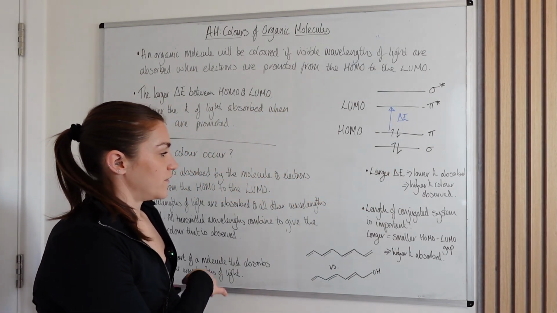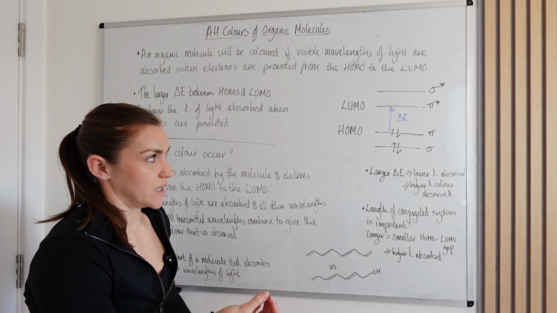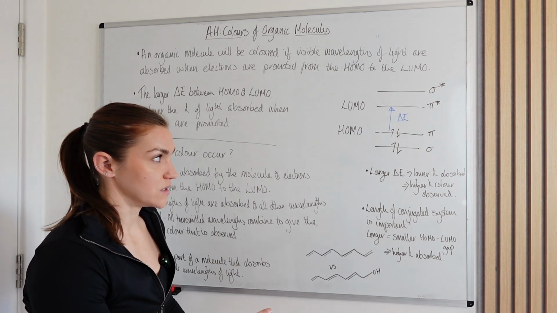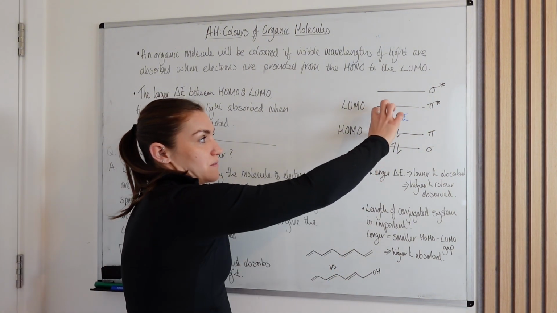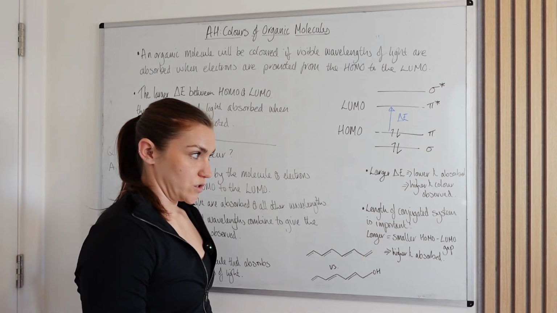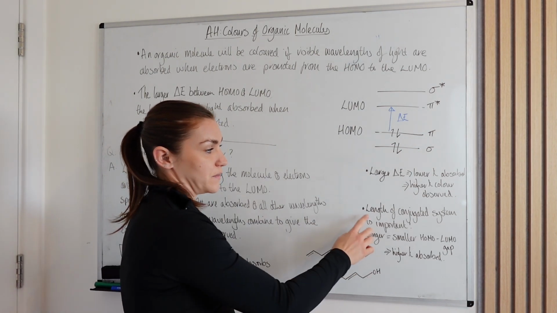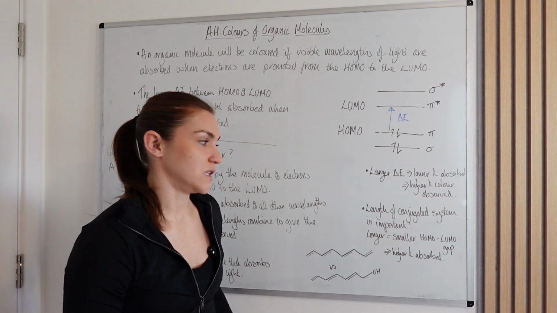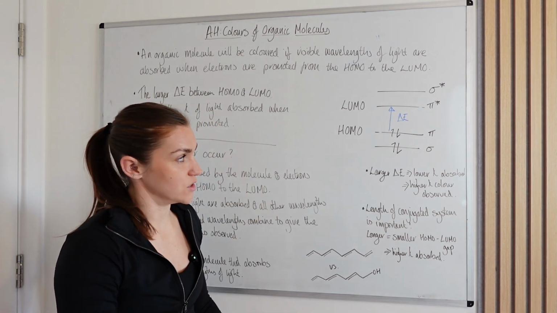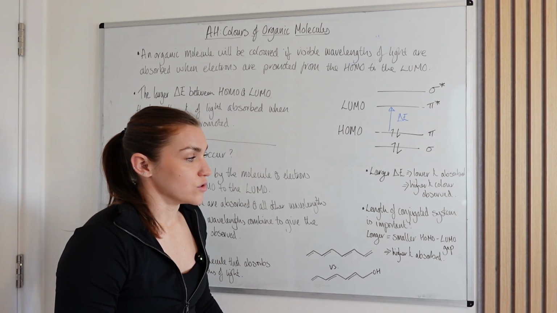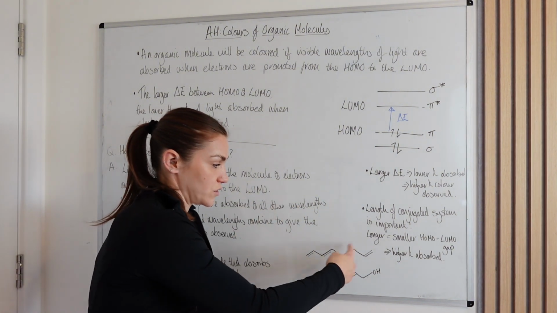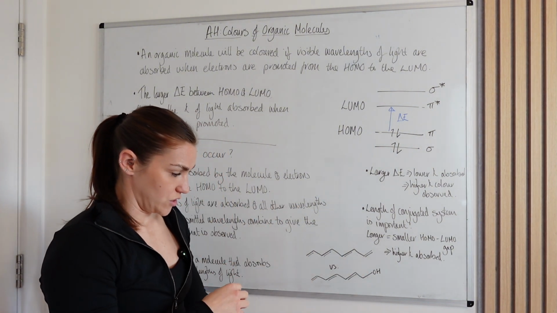If we then look at what affects this HOMO-LUMO gap, because that's what essentially causes the different colours of different substances, because like I said before, the energy gap between the HOMO-LUMO is what determines what colour it'll be. It's the length of the conjugated system that's important when it comes to the actual energy gap between the HOMO and LUMO. So a conjugated system is a sequence of alternating double carbon-to-carbon bonds, essentially.